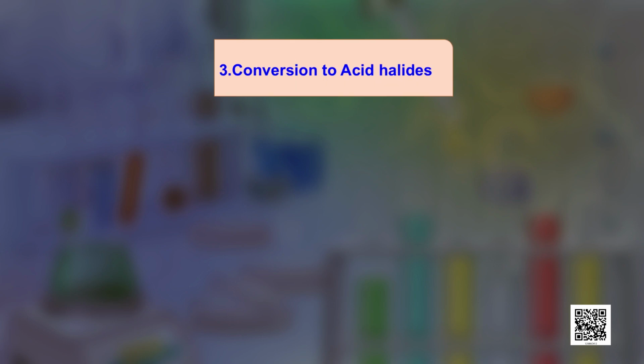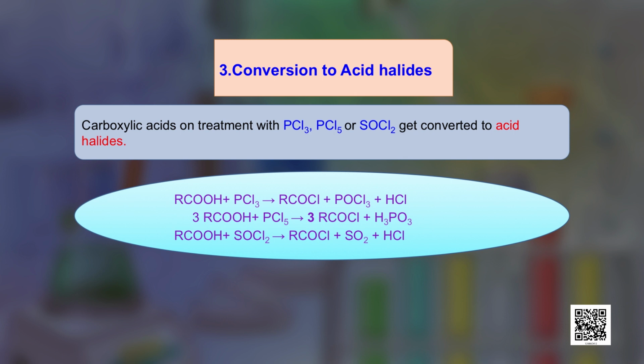The third reaction is conversion to acid halides. Carboxylic acids on treatment with PCl5, PCl3 or thionyl chloride, that is SOCl2, get converted to acid halides, and the respective reactions are shown here with PCl3, PCl5 and SOCl2. You can see that in the third reaction the products formed are SO2 and HCl in addition to the acid halide, which was the required or the desired product.